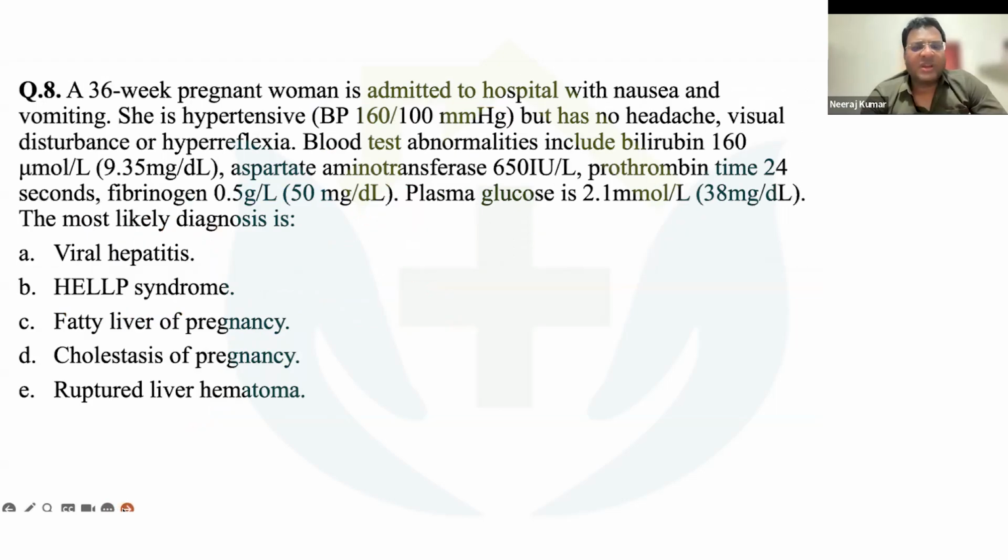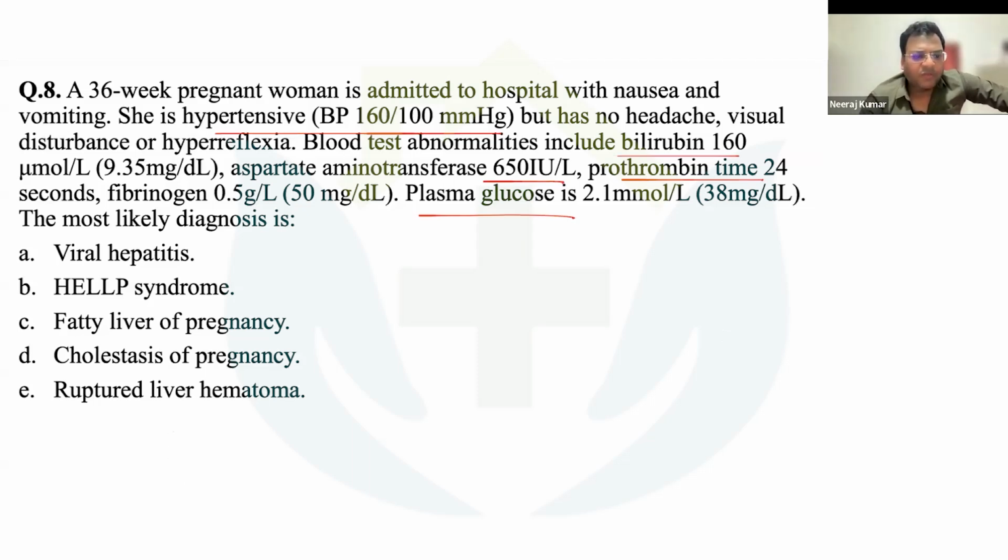Okay. Now coming to the 8th question, a 36-week pregnant patient admitted to hospital with nausea. She is hypertensive, BP 160/100, with no headache, no visual disturbances or hyperreflexia. Blood test abnormalities include slightly raised bilirubin, raised ALT, so transaminitis, and prothrombin time is also increased with low fibrinogen. Plasma glucose is only 38. My likely diagnosis is. So what do you feel is right?